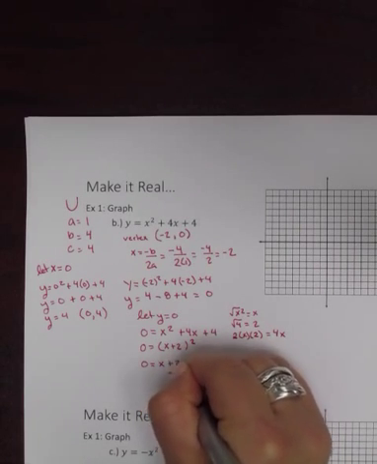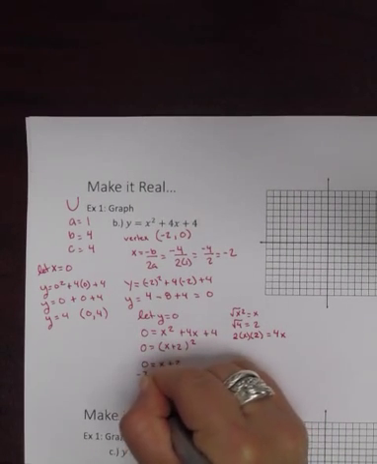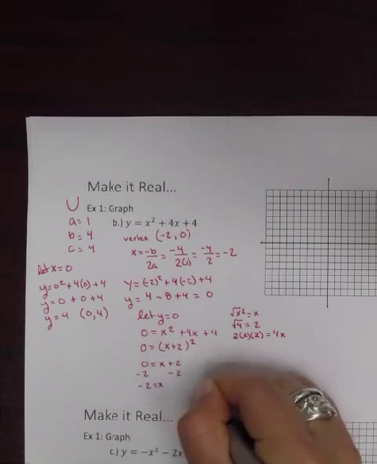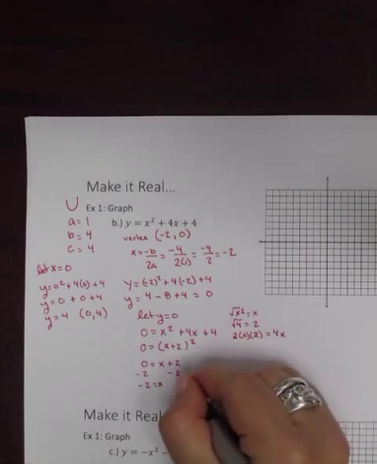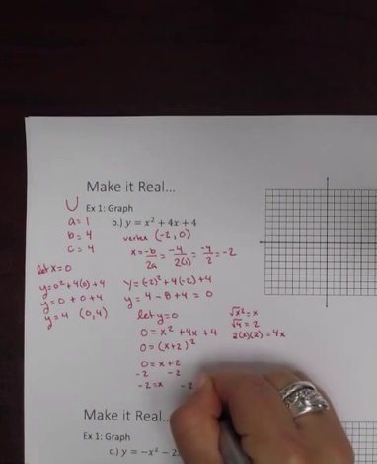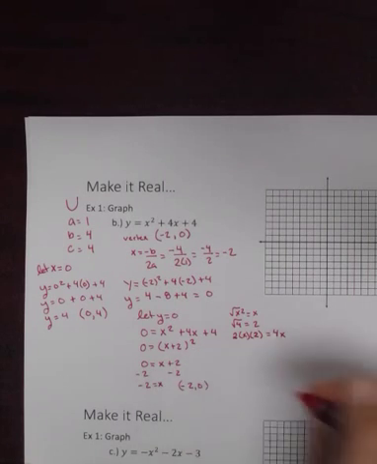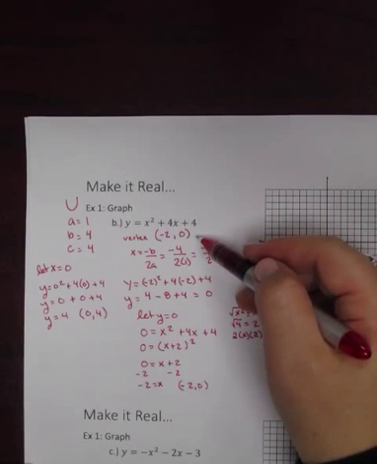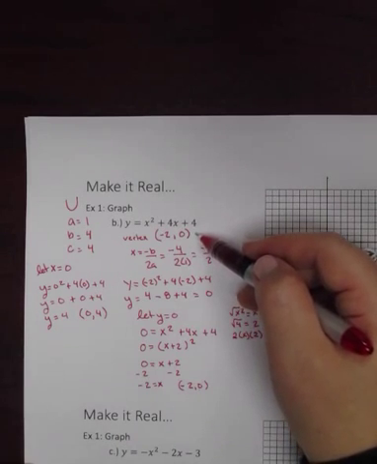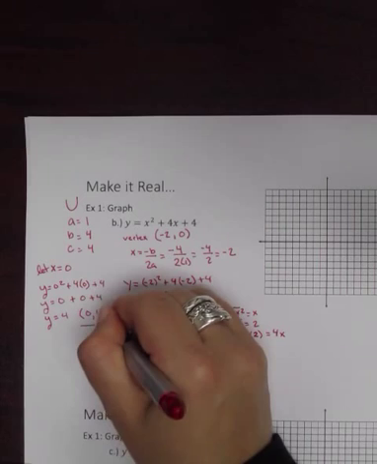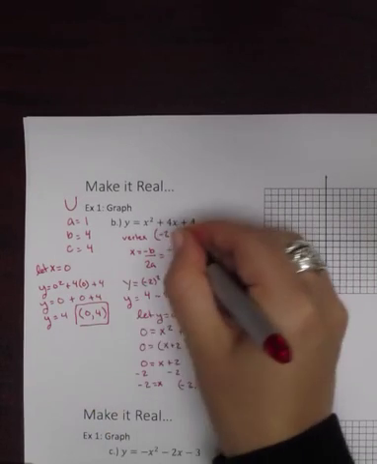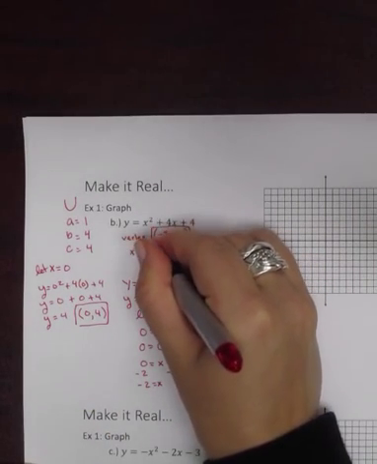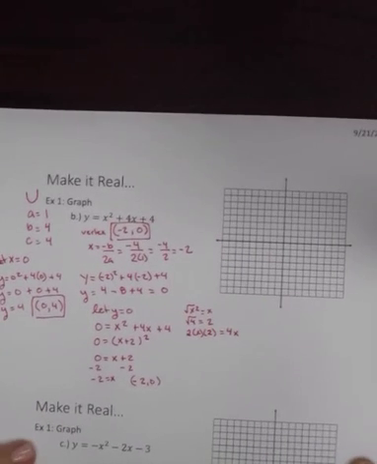And when we solve it, we're going to subtract 2 on both sides, and we get negative 2 equals x. So this third additional point that we have is negative 2, 0. Now the problem with that is it matches our vertex point. So what that means is that we're definitely going to have to find an additional point, because technically we're only graphing 2 points.